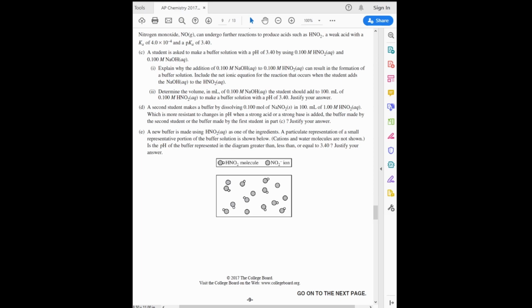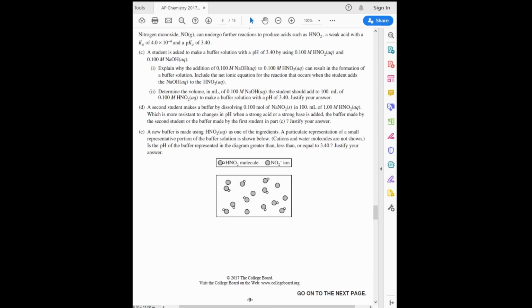We can say this for two reasons. The first is right here, it says 1 molar. In the previous problem, we were using 0.1 molar. So right off the bat, we have more NO2 per milliliter of solution, or a higher concentration. We have more NO2, which means it'll be more resistant to change. The second is we're adding sodium nitrite as opposed to removing nitrous acid by adding a base. Both of these will increase the overall concentration of the buffer components, which will make it more resistant.